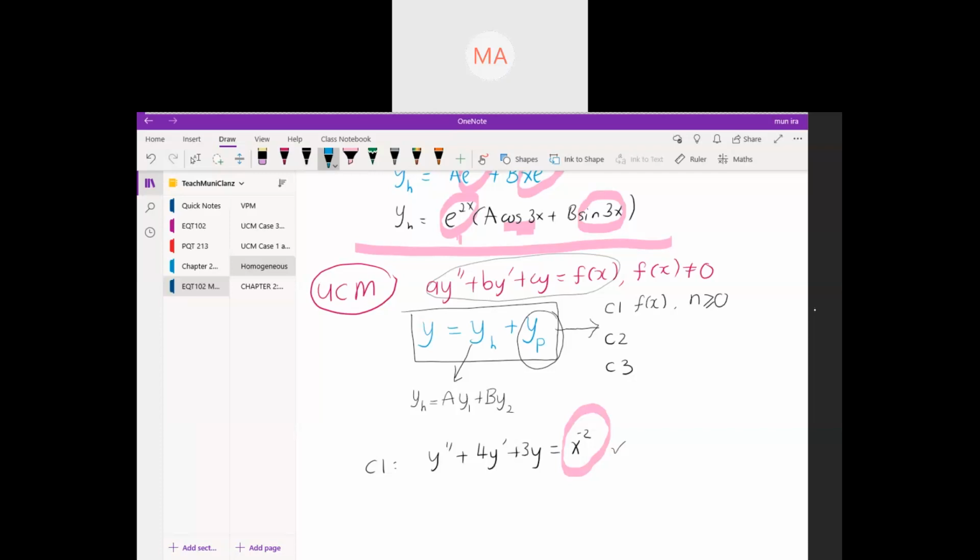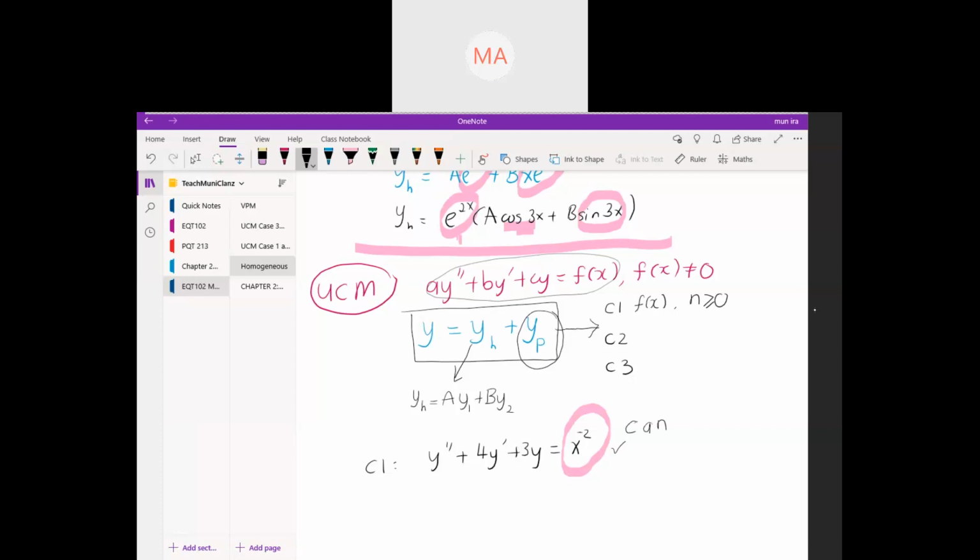Because it's not equal to zero, madam. Right, but just now my question was when your fx is x square, right? Yes, we can solve this equation by using UCM. Then now I change this one. If your fx is x to the power of negative 2, can you solve this equation by using UCM? Muhaimin, cannot. Why cannot? Why cannot, Muhaimin? Because it's negative, I think. Okay.